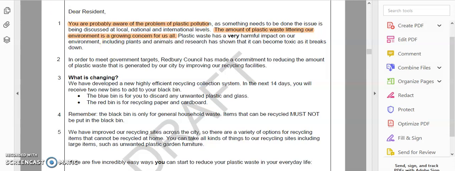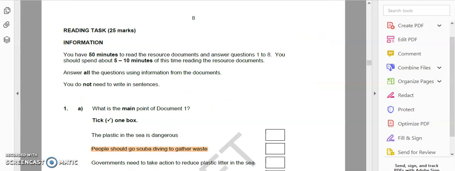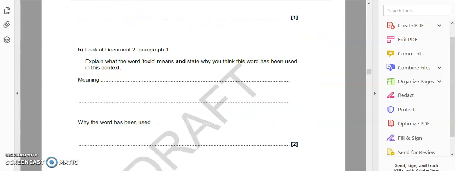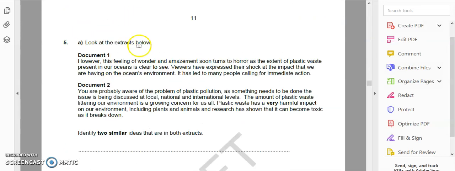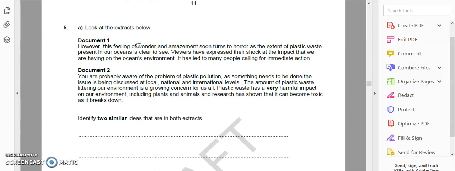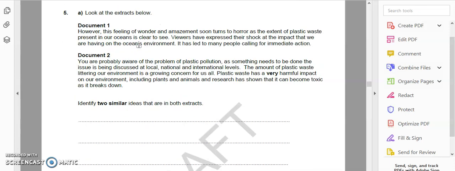So we'll move back to the questions now. We might have time for one more before we move on to a new video. We'll see. So what we're doing here with this question, question 5, is asking us to find ideas in both of these extracts. So what we need to do is find 2 ideas that are similar in these extracts from the documents. Okay, so we're looking at the extracts below and we're identifying 2 similar ideas. So pause the video and see what you can come up with.